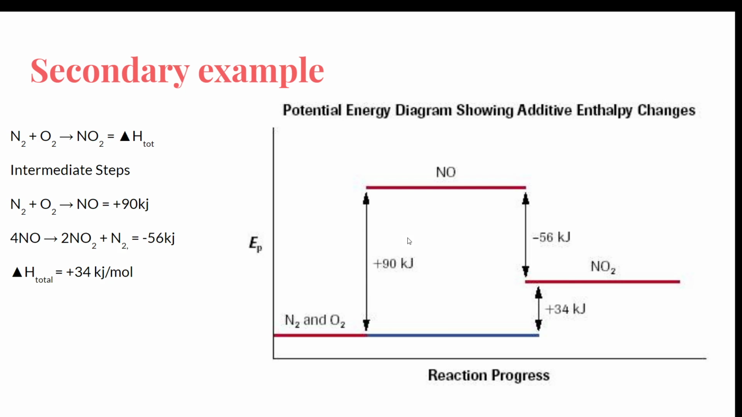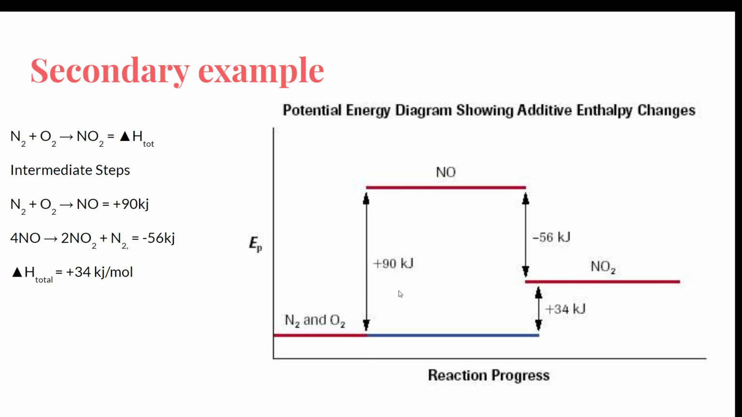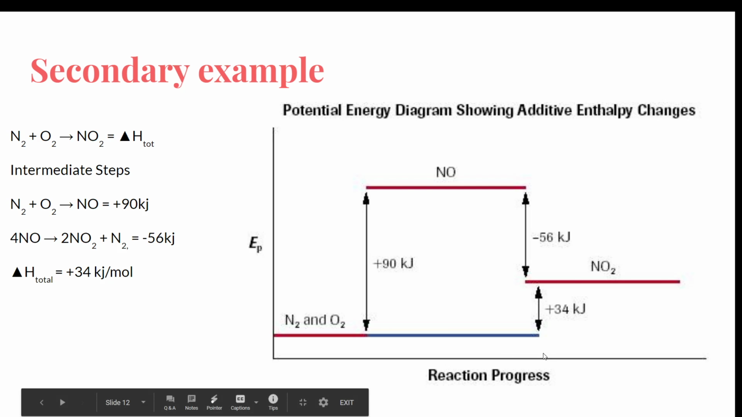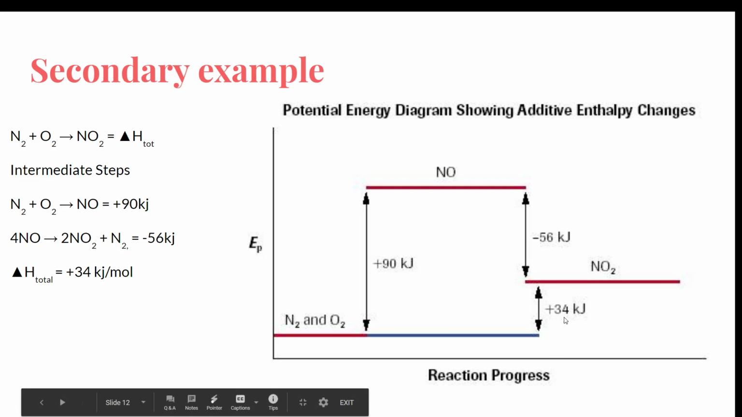With problems like these, what's often going to happen is that they will give you a reaction step. So this will be reaction step 1. This will be reaction step 2. And if you get something like that, that means you just have to add those steps together. To go from N2 and O2 to NO, that absorbs about 90 kilojoules. To go from NO to NO2, that's going to release 56 kilojoules, okay? Which will end up giving you a total of 34 kilojoules per mole. So your delta H total is 34 kilojoules per mole.